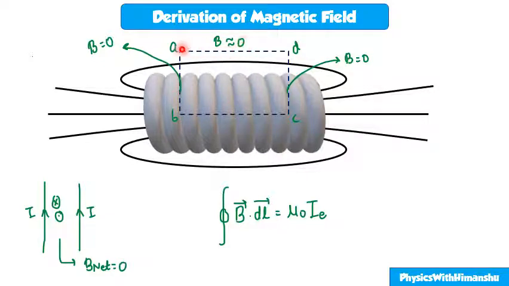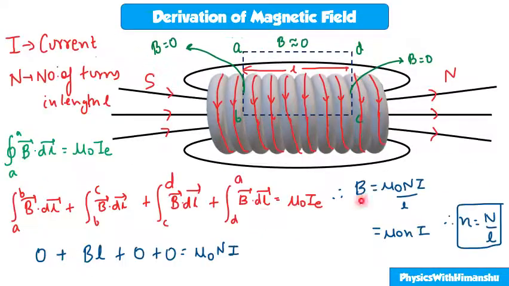If I make a loop A, B, C, D, A, then on AD also B will be equal to 0. On AB also B will be equal to 0. On DC also B will be equal to 0. So magnetic field will be only on the line from B to C. We'll use Ampere's circuital law to derive magnetic field due to solenoid. Let's see how we will use Ampere's circuital law.